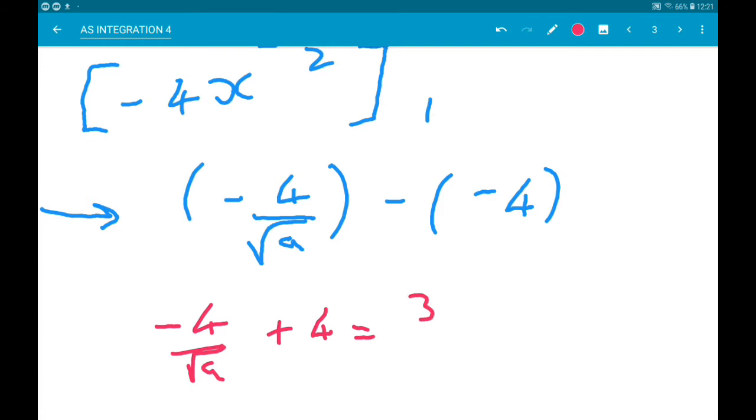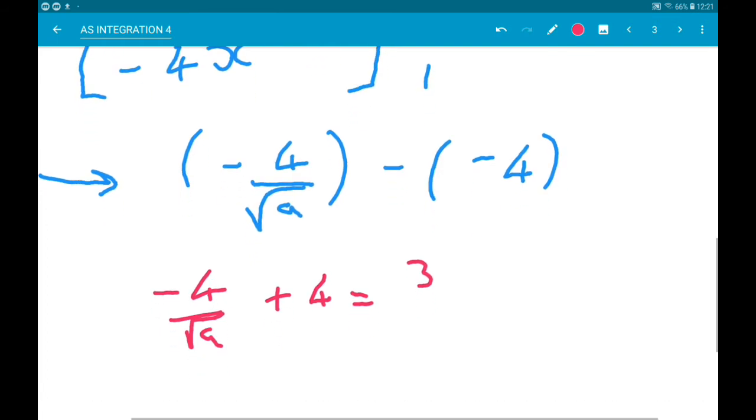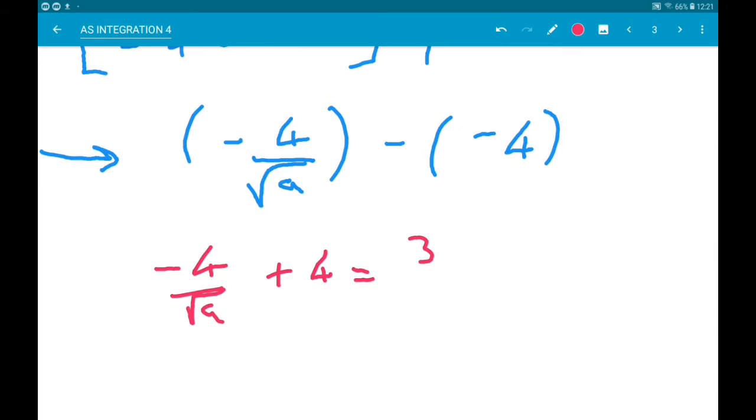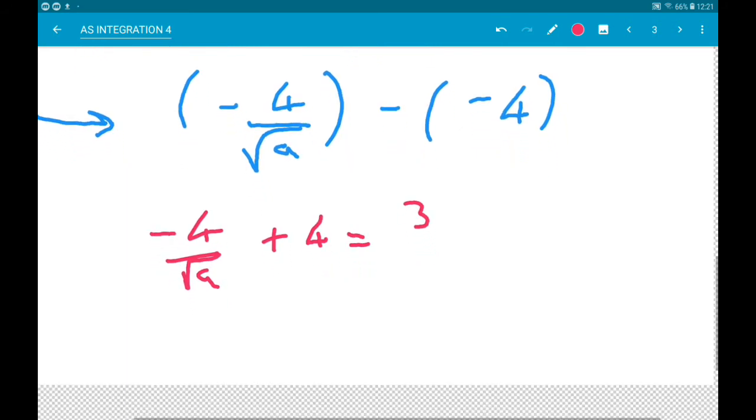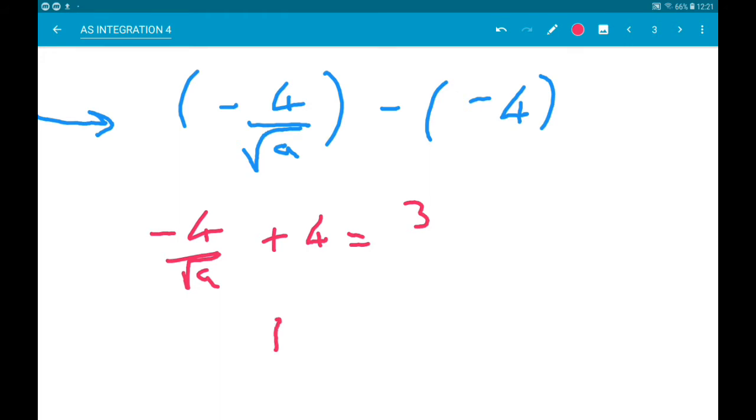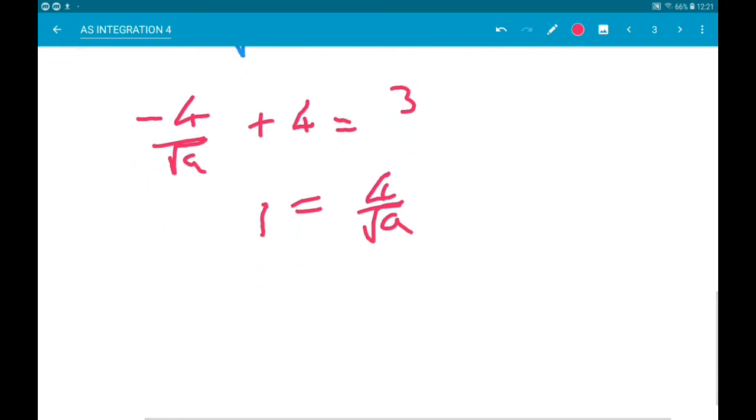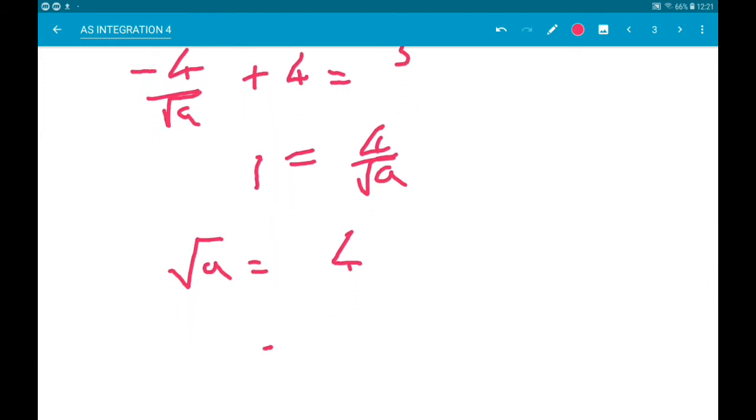Okay, now we can subtract 3 and add 4 over root a, and we will get 1 is 4 over root a. Multiplied through by root a, so root a is 4, and then square both sides, a is 16. Done.